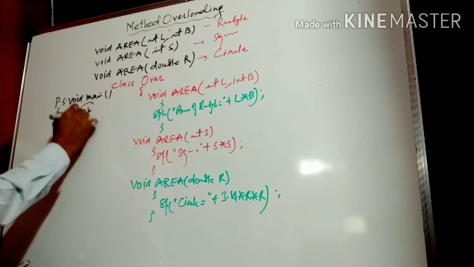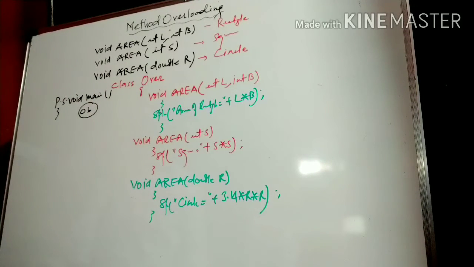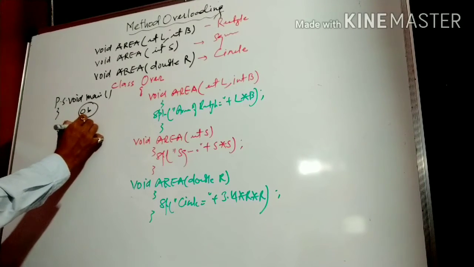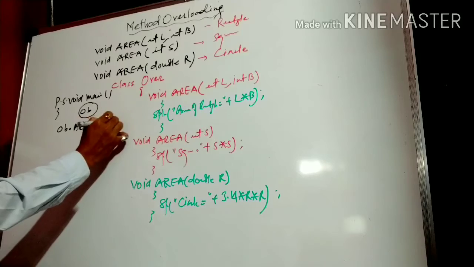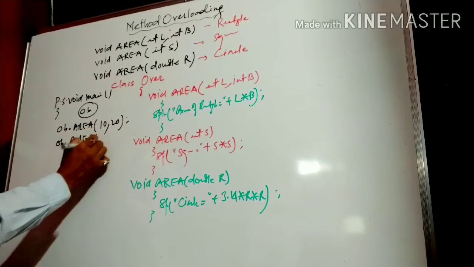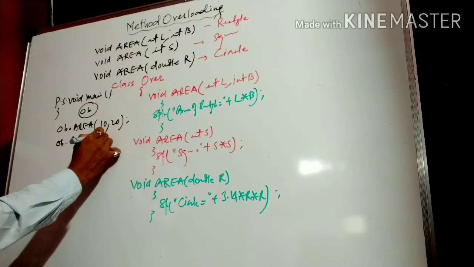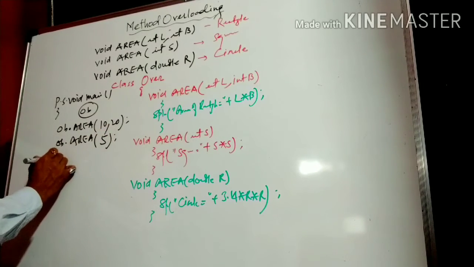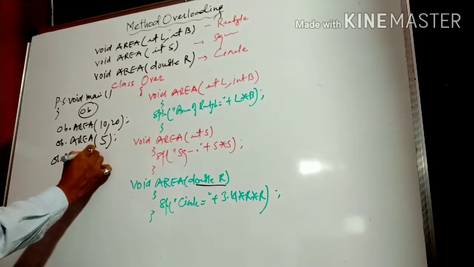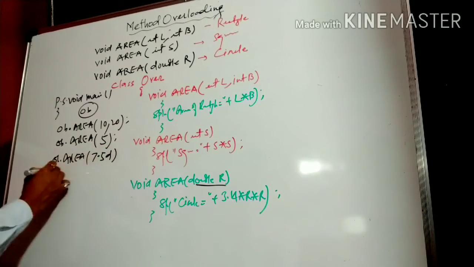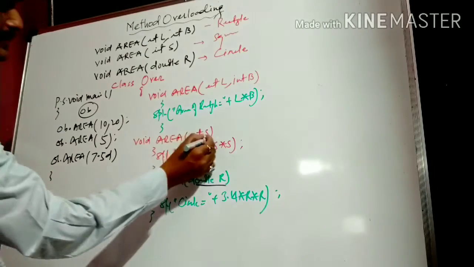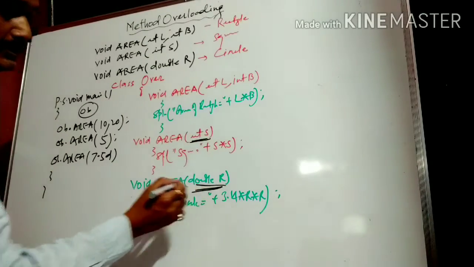This is the object of that class. And what you have to write: ob.area, pass the parameter 10 and 20. One more method: ob.area with 5, and ob.area with 7.5. So the thing is, here the signature is integer, and here the signature is double.